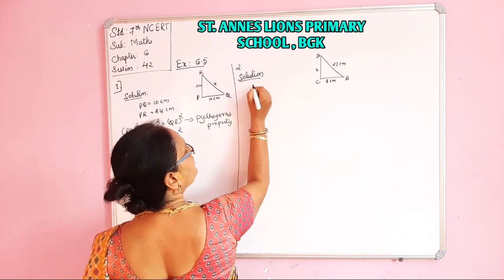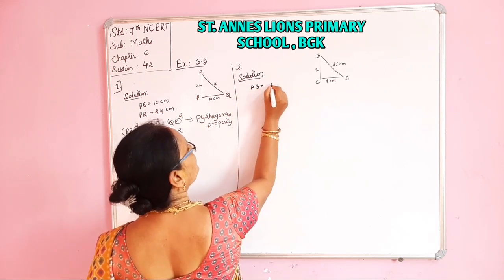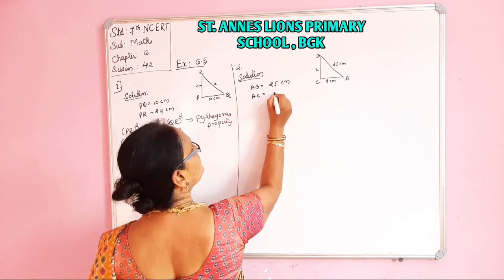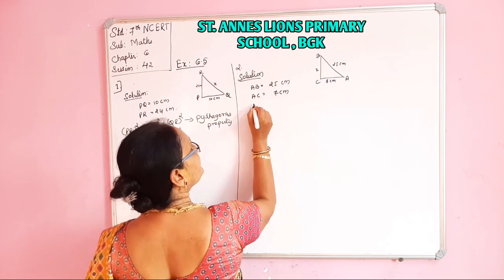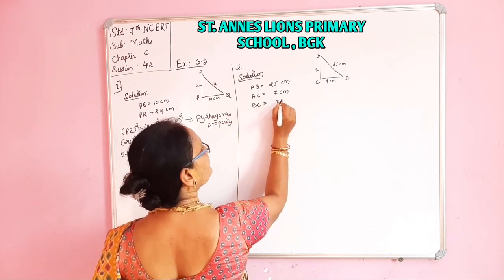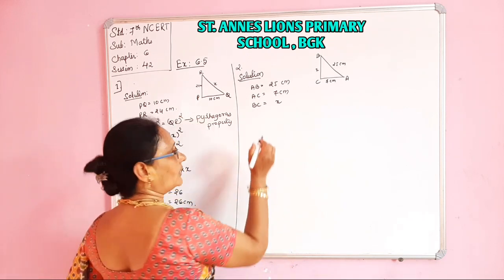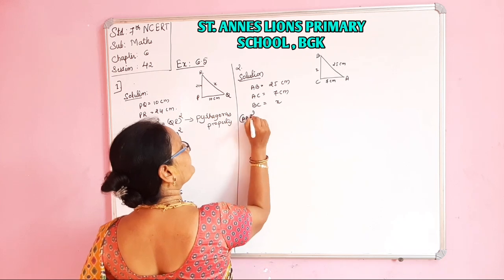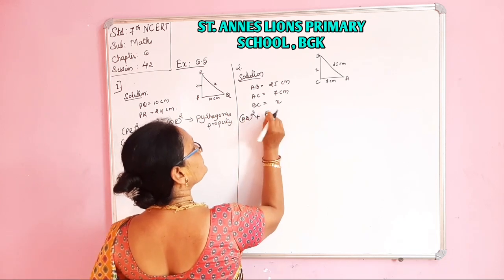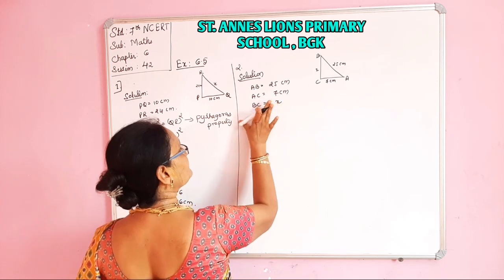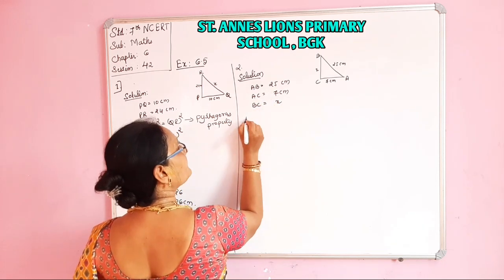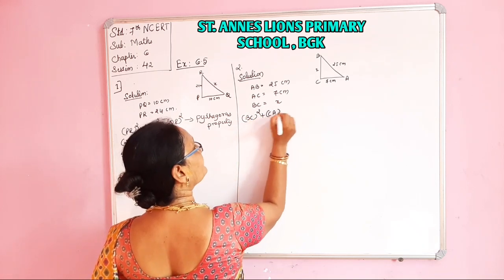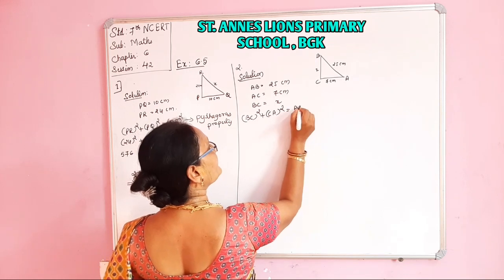So the given things we will write first. AB is equal to 25 centimeter. AC is equal to 7 centimeter. Then BC is equal to, we don't know, that we have to consider as x. Now, according to the Pythagoras property, AB is here the hypotenuse. So BC square plus CA square is equal to AB square.